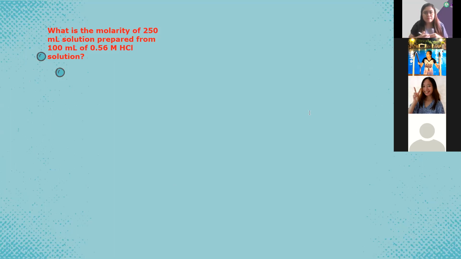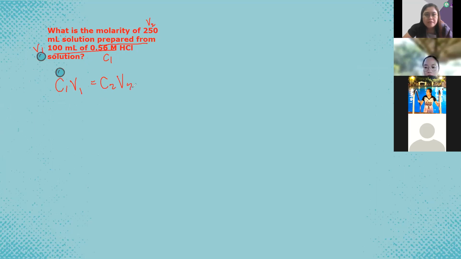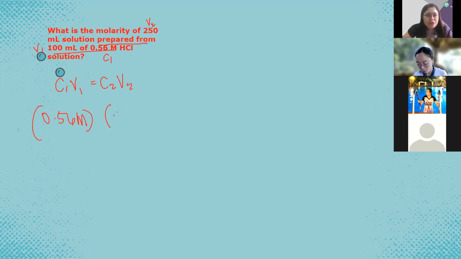Okay. So let's have the computation. What is the molarity of 250 ml solution prepared from 100 ml of 0.56 molar HCl solution? Prepared from, meaning this one is the C1 and this is the V1. Definitely, this will be the V2 and the second concentration is missing. So it's the same thing, C1 V1 equals C2 V2. The C1 again is 0.56 M. Multiply that by its volume, 100 ml. And then, we are looking for the new concentration in molarity.